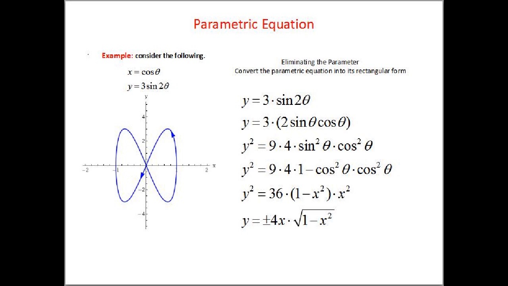By squaring the original x equation, we get x squared is equal to cosine squared theta. We can plug in x squared for cosine squared theta, and we get y squared is equal to 36 times (1 minus x squared) times x squared. We can take the square root of both sides, and that gives us y is equal to plus or minus 4x times the radical 1 minus x squared.